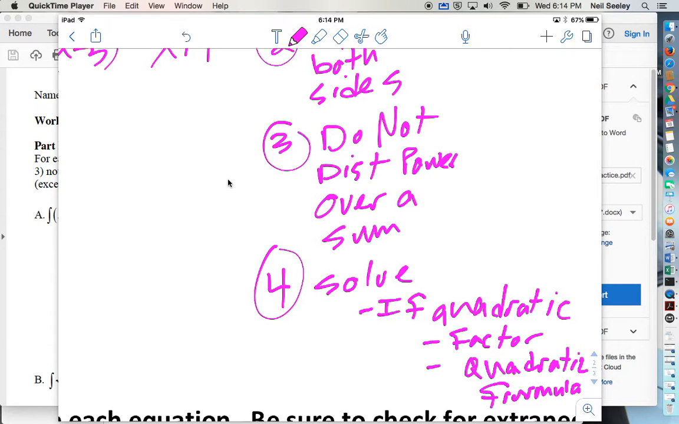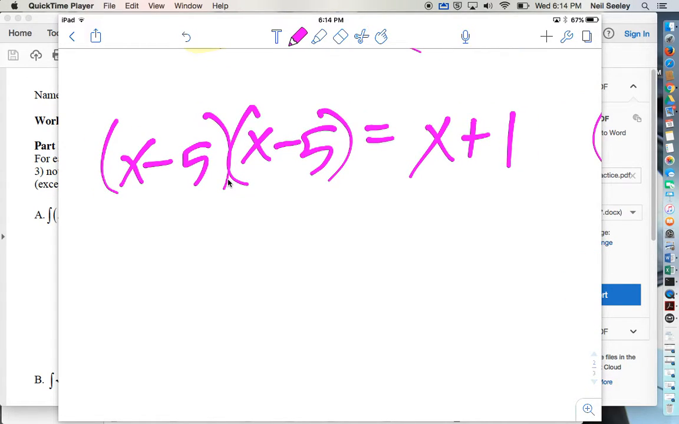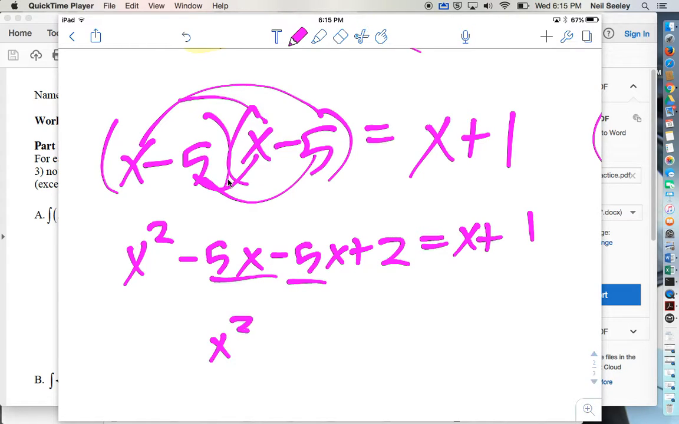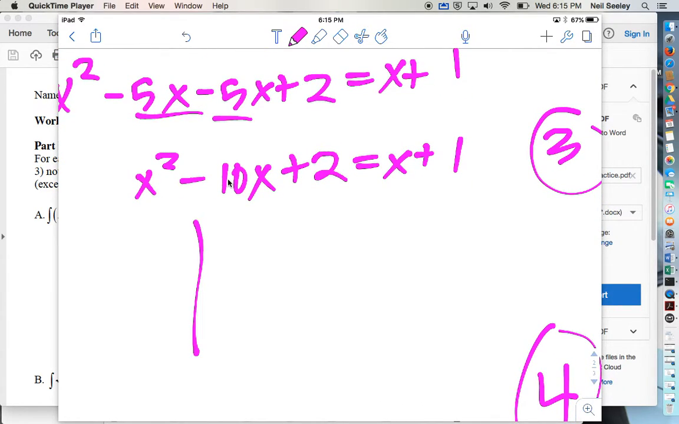Sorry for the bad handwriting. So that's what I'm going to do on this one. I'm going to FOIL this out. Distribute: x times x is x squared, x times negative 5 is negative 5x, negative 5x, and then finally 25, equals x plus 1. That's the result of that. Those two middle terms are like terms, so they combine. There's a way to do that quickly and mentally, and it would be good to catch on to that as the term goes on. But this is the result of squaring both sides. Okay, that's where we're at.